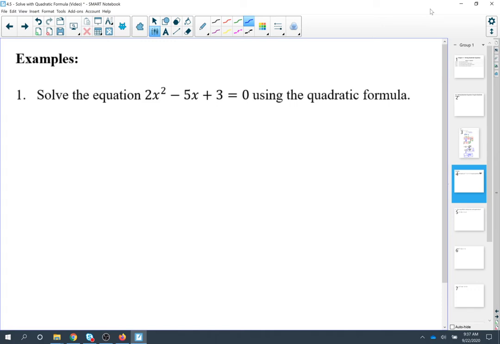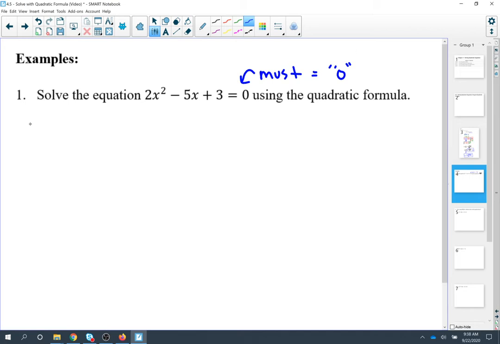Example 1. Solve the equation 2x squared minus 5x plus 3 equals 0 using the quadratic formula. Now, one of the only conditions when you're using the quadratic formula is that your equation must equal 0. Okay, so if you're going to use the quadratic formula, you have an a value, you have a b value, you have a c value, but the equation must equal 0 first.